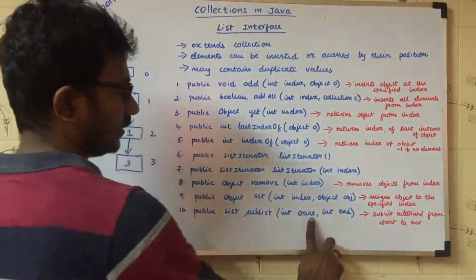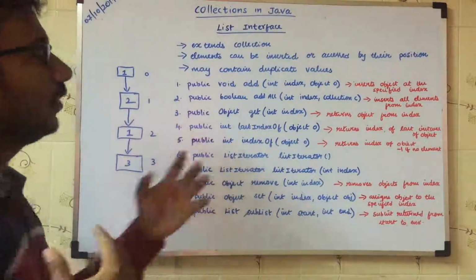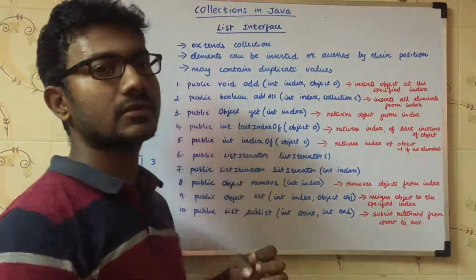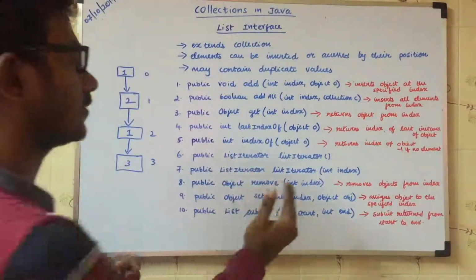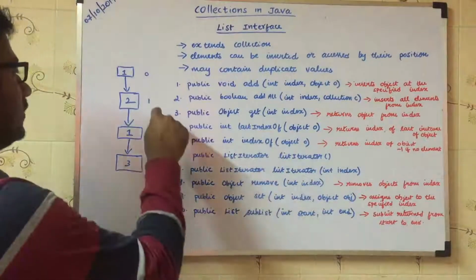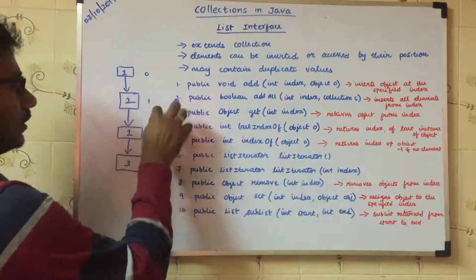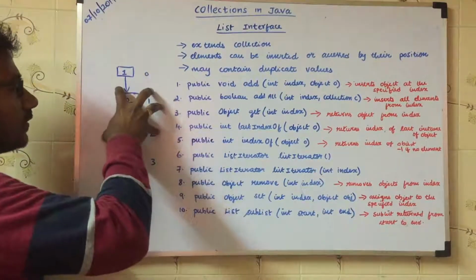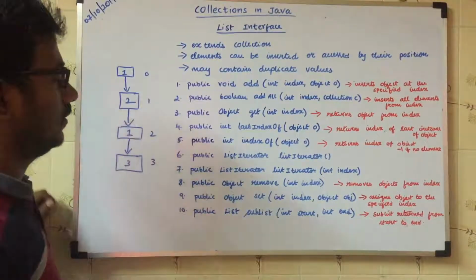Here, if we send 1 and 2, it will try to return the elements, the sublist, from that start to end position. 1, 2, so it will try to return this sublist.